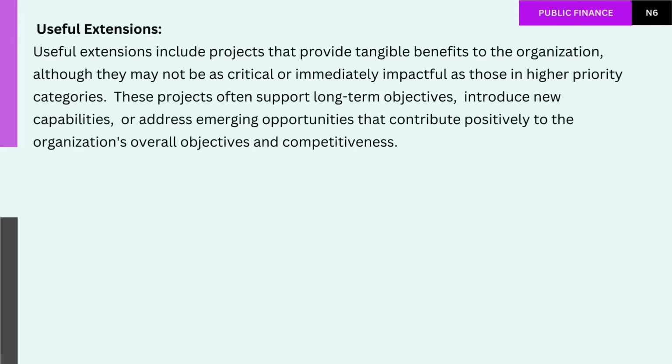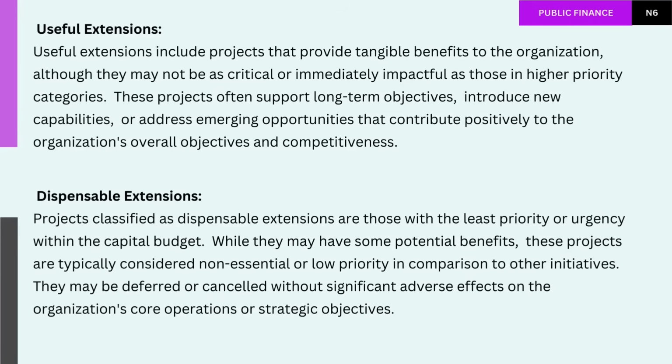5. Dispensable extensions. Projects classified as dispensable extensions are those with the least priority or urgency within the capital budget. While they may have some potential benefits, these projects are typically considered non-essential or low priority in comparison to other initiatives. They may be deferred or cancelled without significant adverse effects on the organization's core operations or strategic objectives.